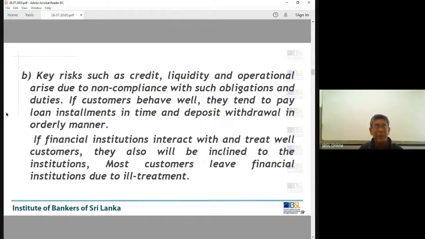Second point. Now you see, we have identified the key risks: credit, liquidity, and operational, which arise due to non-compliance with such obligations and duties. If customers behave well, they tend to pay loan installments in time and withdraw deposits in an ordinary manner. They are not going to withdraw money at once. They pay their loan installments. They pay their card at the correct time, right? So there won't be any problem.